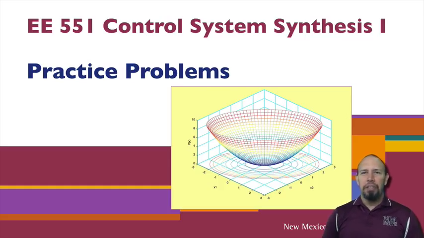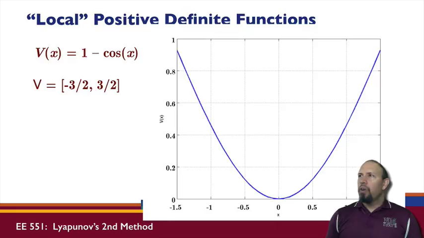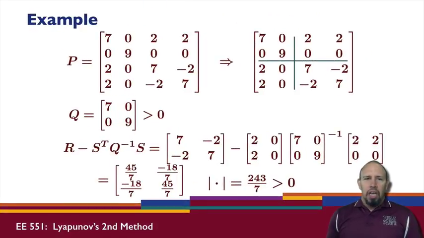All right, here we have some practice problems. We've already seen that in terms of positive definite functions, we can have locally positive definite functions. Here we've gone through and shown, using partition matrices, we can take our matrix, partition it, and establish that it is positive definite.